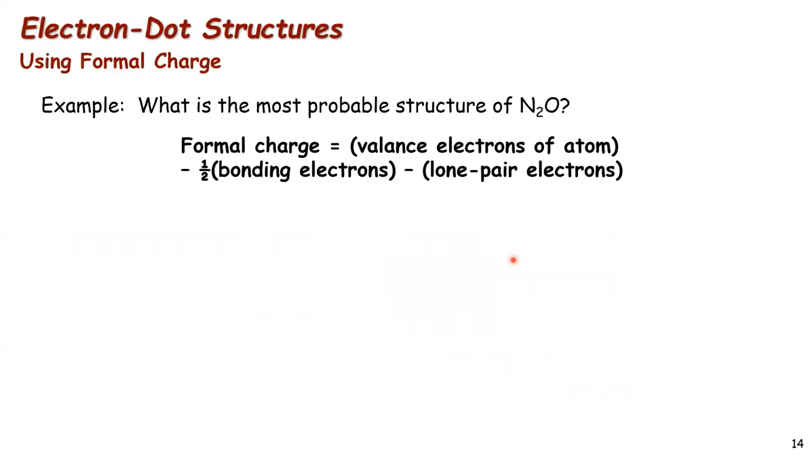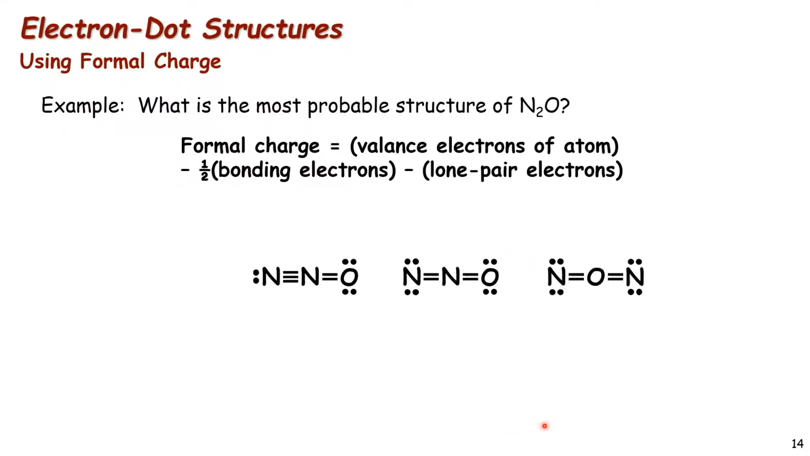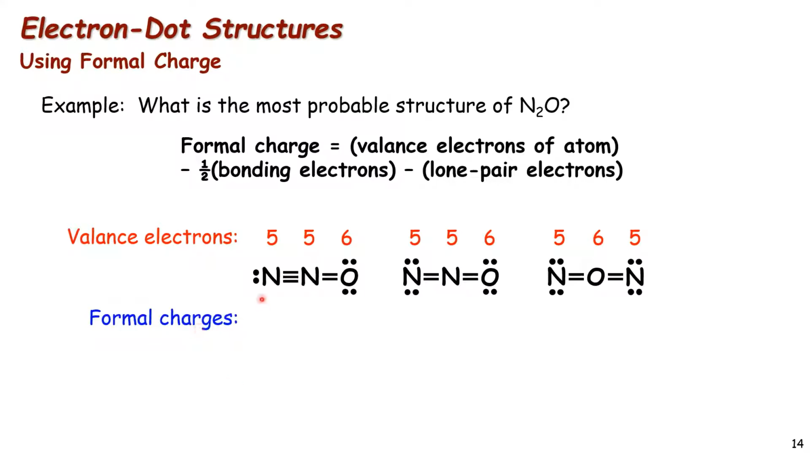Okay, let's try another one. This time, let's try N2O or nitrous oxide or dinitrogen monoxide. And let's say we have 3 possible structures that we draw. And let's go through the whole process again. So again, we got to know the number of valence electrons. Well, nitrogen's in group 5, oxygen's in group 6. And so there's the valence electrons. Now let's start calculating the formal charges.